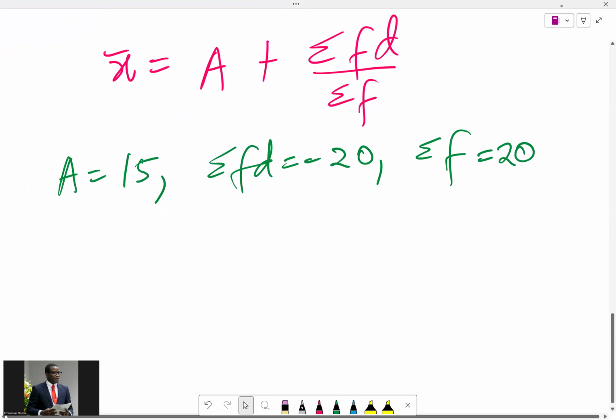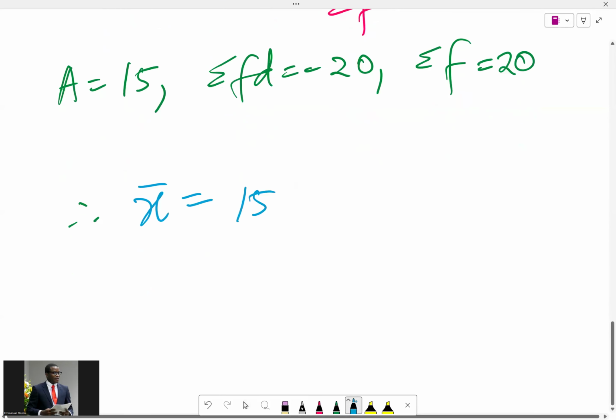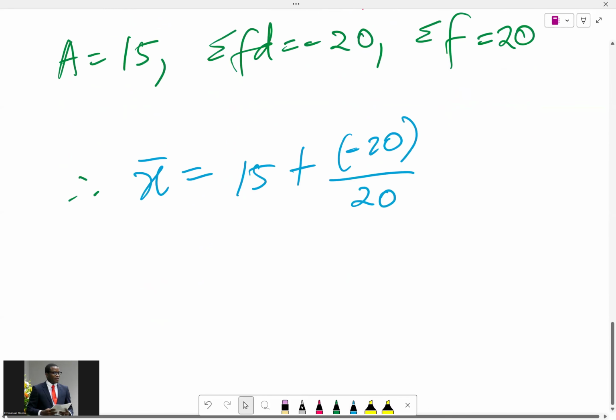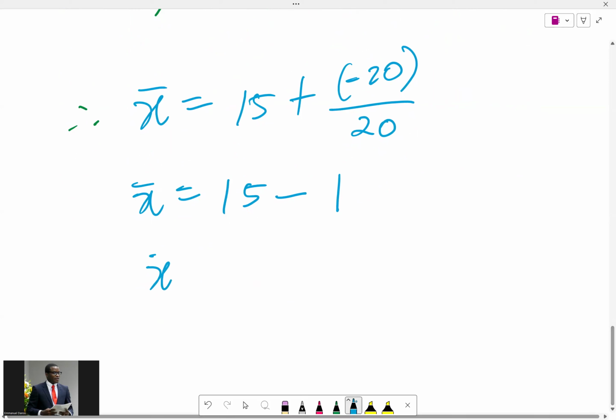So we can now say, therefore, that x bar, the average, is equal to the assumed mean, which is 15, plus summation of FD, that's minus 20, divided by summation of F, which is another 20. So x bar is equal to 15 minus 1, because minus 20 over 20 is minus 1. So x bar is equal to 14. With that, we get the average age of the children in the large family.